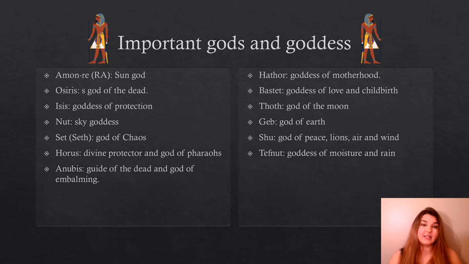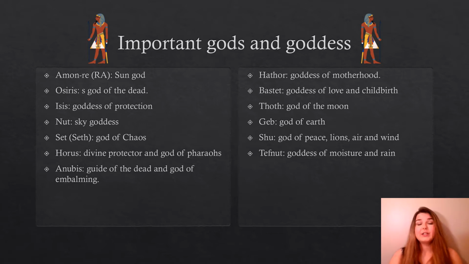Isis is the next goddess. You can pronounce her name by saying Ice and Sis. Isis. Isis is the goddess of protection. Next we have Nut. You can pronounce this name by saying Newt.